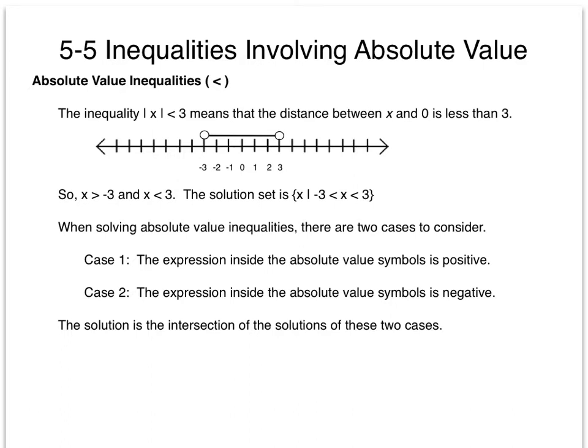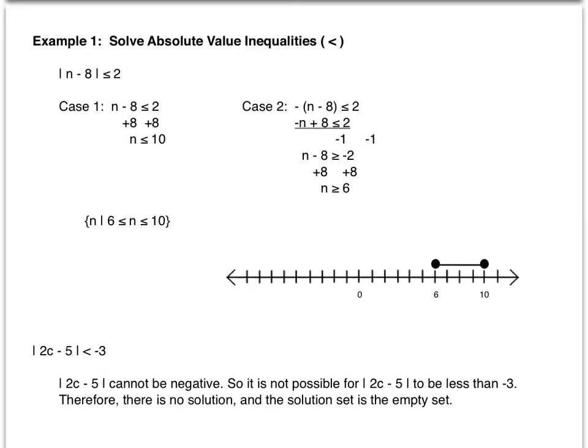When solving absolute value inequalities, there are two cases that we need to consider. In case 1, the expression inside the absolute value symbols is positive, and in case 2, the expression inside the absolute value symbols is negative. The solution is the intersection of the solution of these two cases. Let's look at an example.